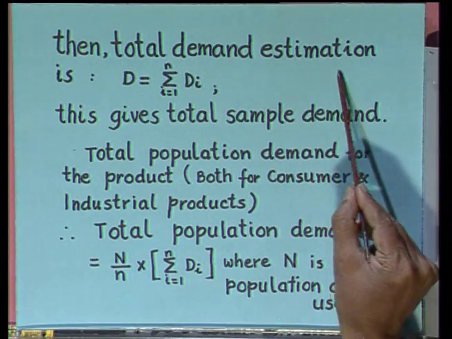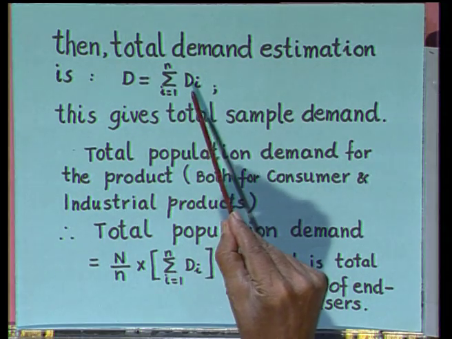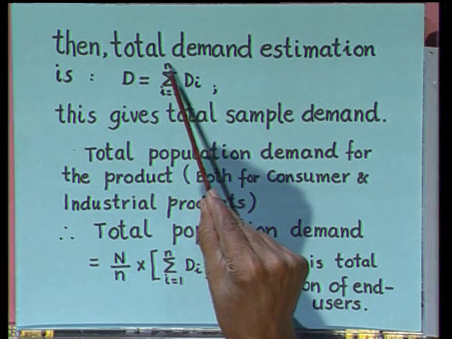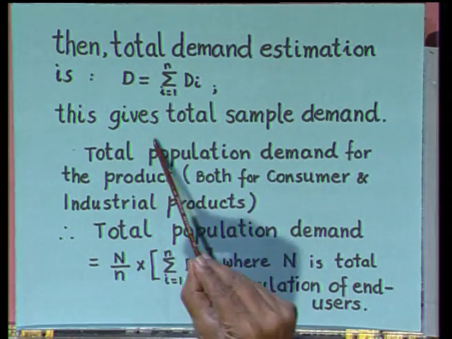After preparing the questionnaire and choosing the proper investigator, we administer the questionnaire to a sample of all the end users which have been selected by the statistical techniques which I have described above, and analyze the data from the questionnaire to arrive at the demand. Supposing there are 10 questionnaires which we have sampled for either consumer product or industrial product, then the total demand estimation is D is equal to sigma Di, i going from 1 to n, n is small n, I mean. This gives the total sample demand.